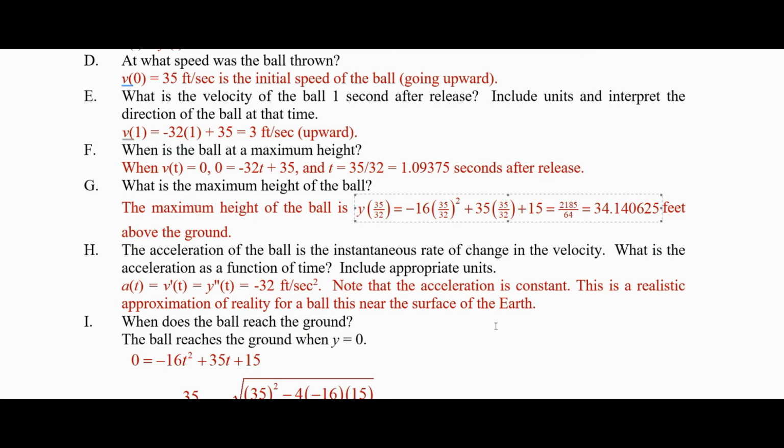This acceleration is constant. This is realistic because this is the acceleration for any object near the surface of the Earth. The acceleration is practically constant, and that is the correct constant for it if the air resistance is not a factor, which it probably wouldn't be on a pretty compact ball. If this was something that was a feather, this wouldn't work.